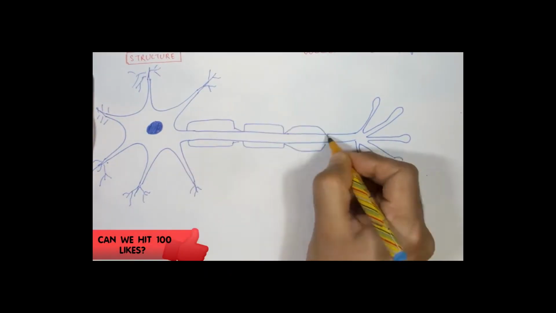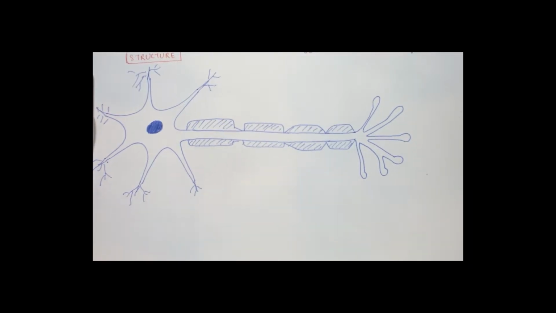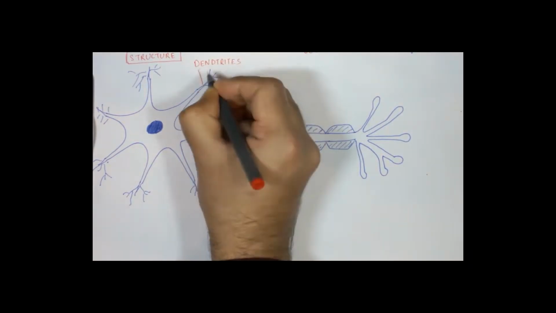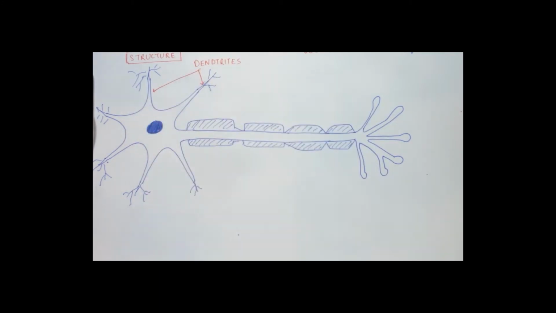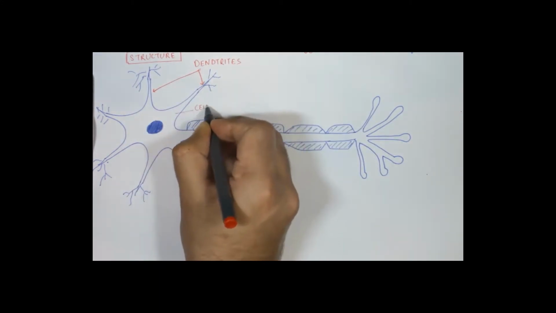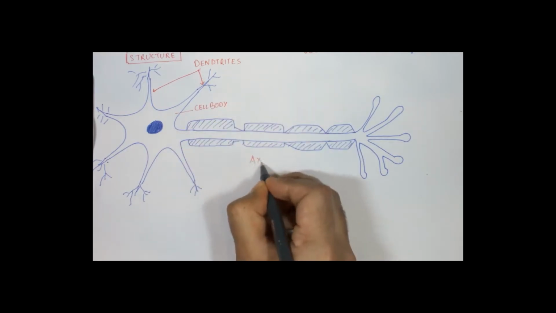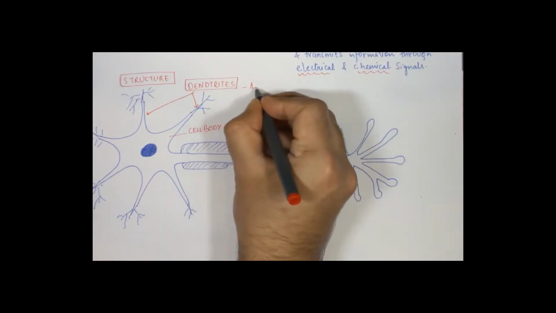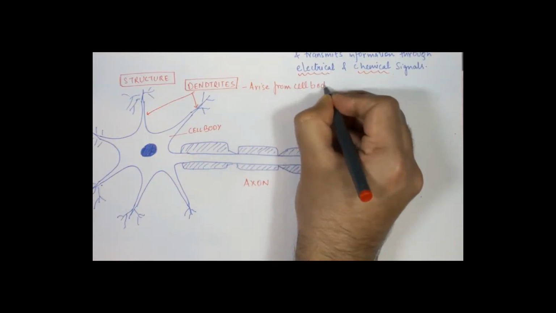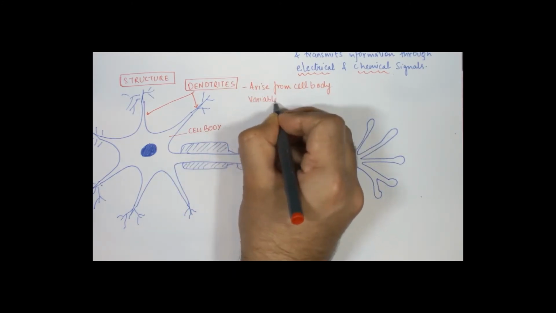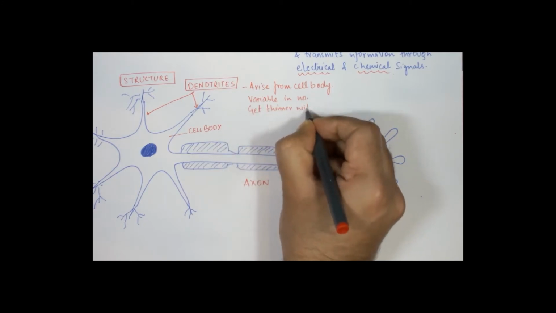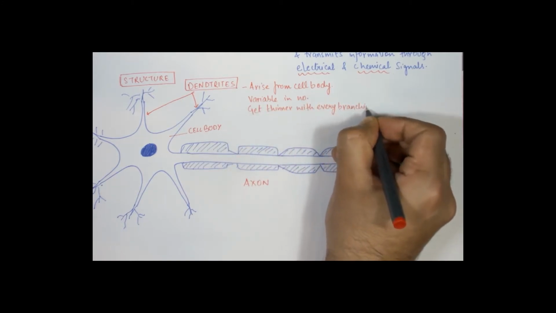As you can see, the majority of the neurons are made up of three main parts. The first main part is the dendrites of the neuron. The second main part of the neuron is the cell body, and the third main part of the neuron is the axon. Let's first talk about the dendrites. Now dendrites usually arise from the cell body and they are variable in number. The dendrites basically get thinner with every branching of the dendrite.